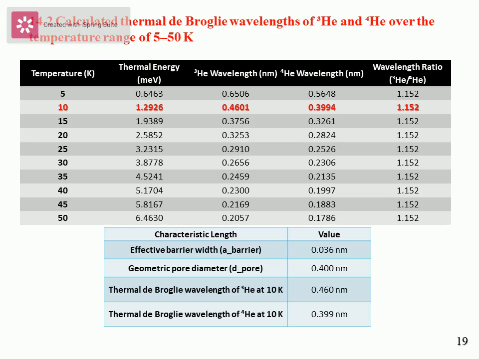The table shows the de Broglie wavelength for the helium-3 and helium-4 isotopes from 5 to 50 Kelvin. As temperature increases, wavelength decreases. The ratio of helium-3 to helium-4 remains constant at 1.152. At 10 Kelvin, helium-3 is 0.460 nanometer and helium-4 is 0.400 nanometer. Compared to the pore diameter of 0.400 nanometer and barrier width of 0.036 nanometer, wavelengths are close to the pore size but much larger than the barrier width. So quantum tunneling dominates.